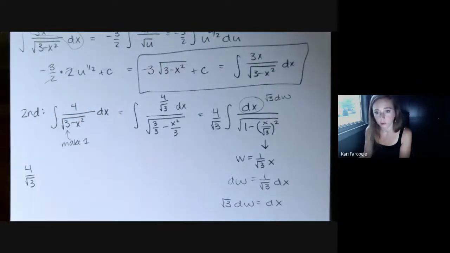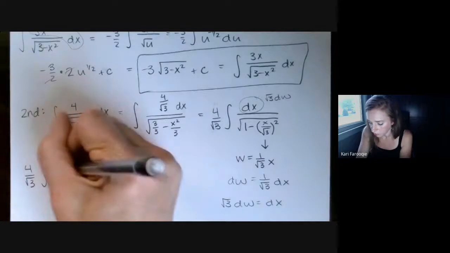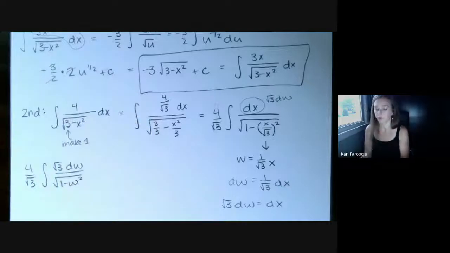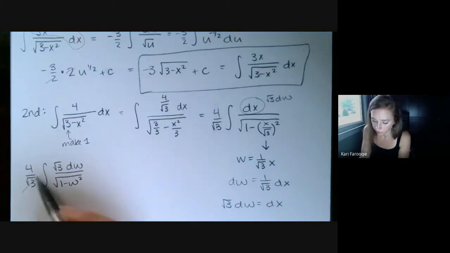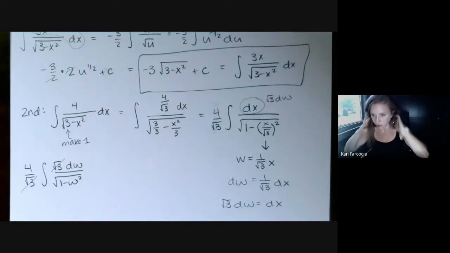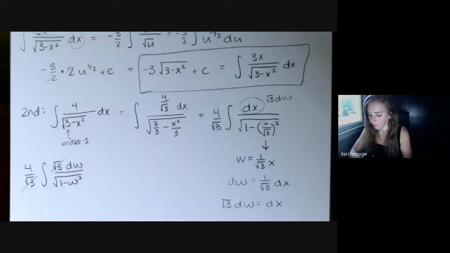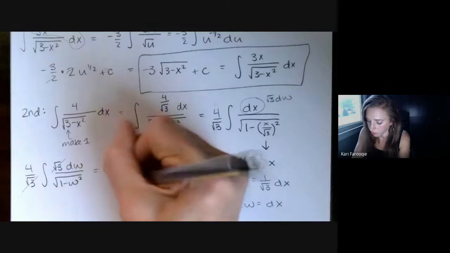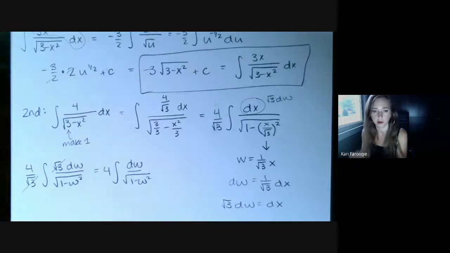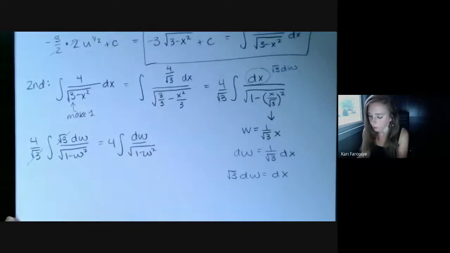So I have 4 over root 3 times the integral of the square root of 3 dw divided by the square root of 1 minus w squared. And now this is where you would cancel out those square root of 3's. So like I said, it's one more step, but if you find that to be more straightforward, then just do that. So now you have 4 times the integral of dw over the square root of 1 minus w squared, which is where your inverse sine of w comes in.